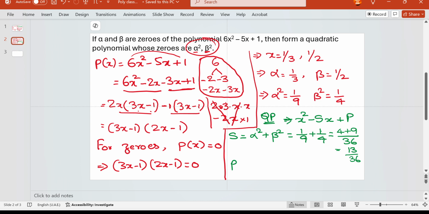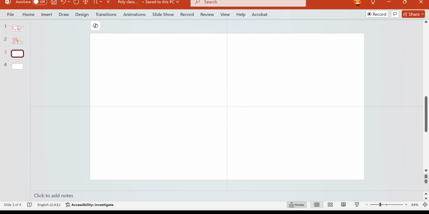Now what is product of zeros? Product of zeros is equal to alpha square into beta square. So that is equal to 1/9 multiplied by 1/4, which is equal to 1/36. Now let us find out the polynomial in x with sum of zeros as 13/36 and product of zeros as 1/36. So what is the polynomial, my dear students?